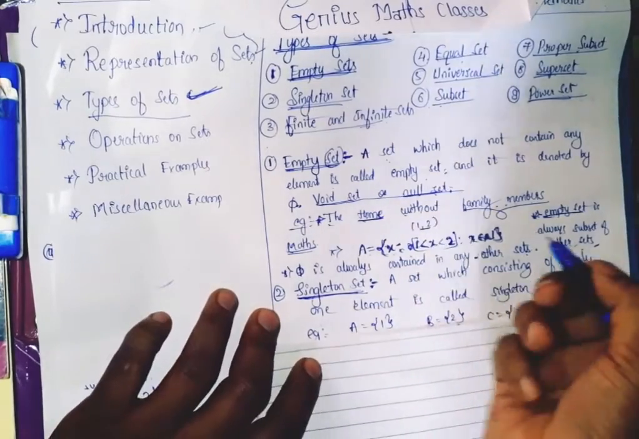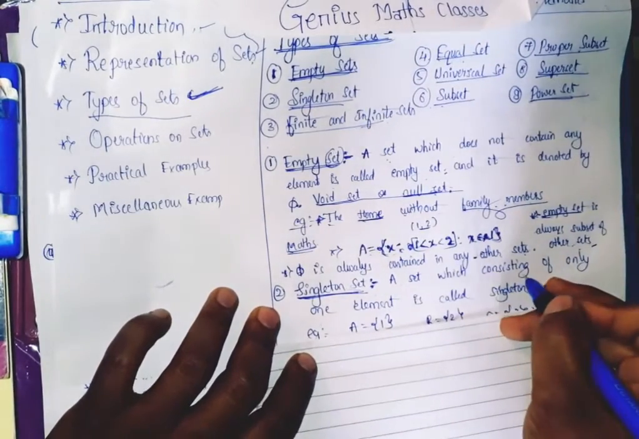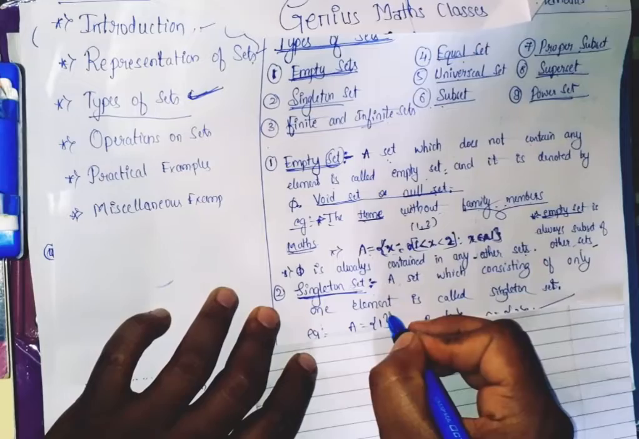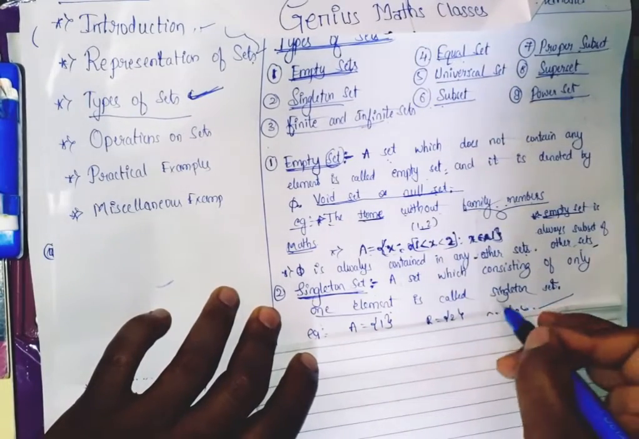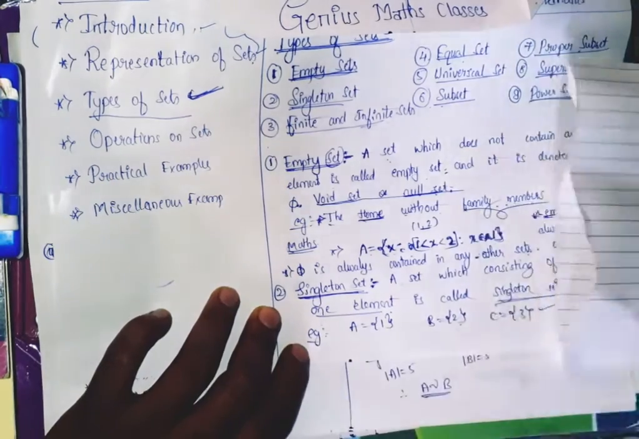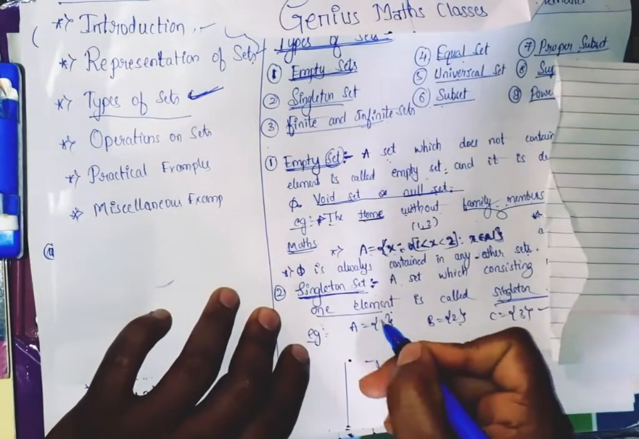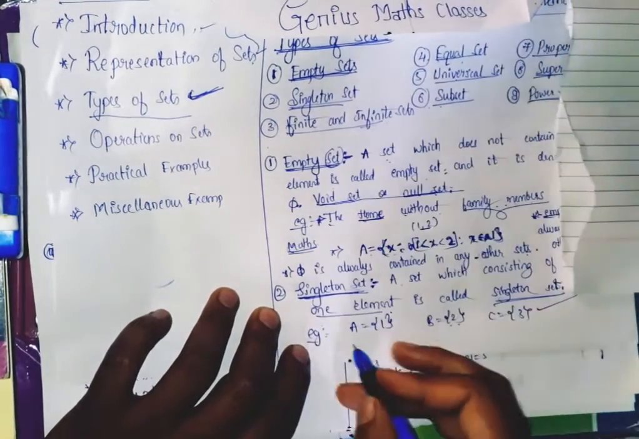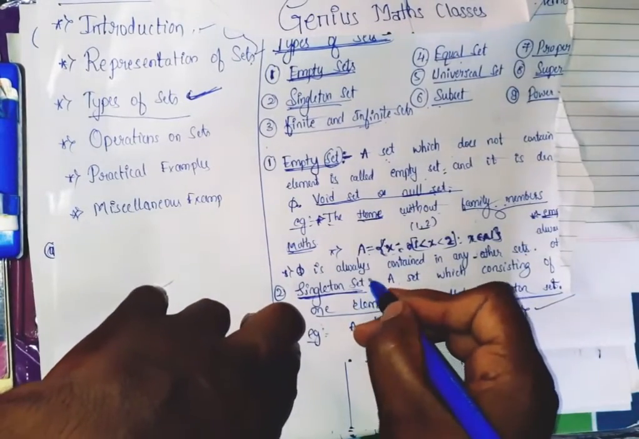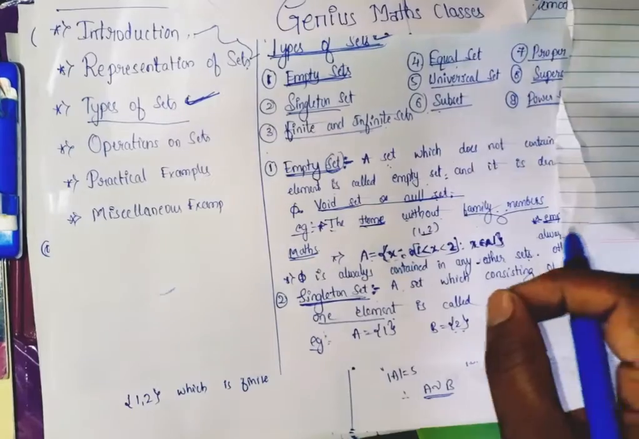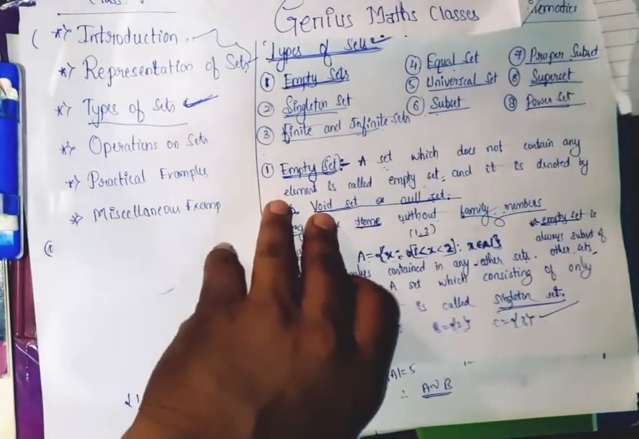A set which consists of only one element is called a singleton set. So for example, A equal to {1}, B equal to {2}, C equal to {3}, these all three are singleton sets. Here the singleton set always contains one element, so this is called a singleton set.